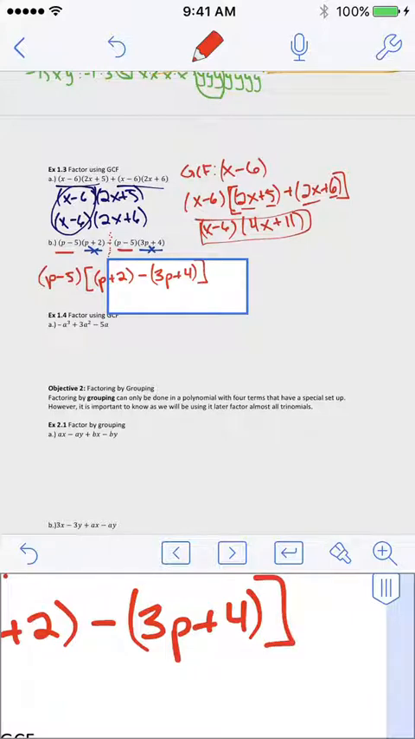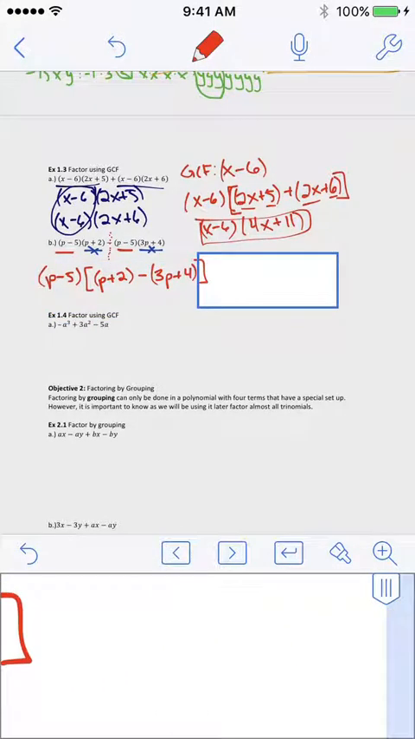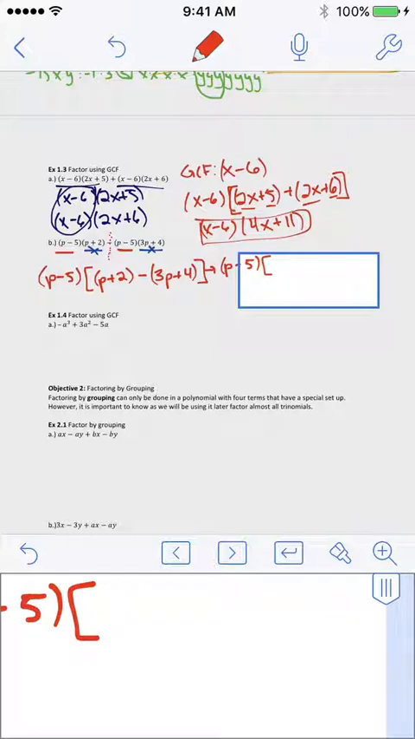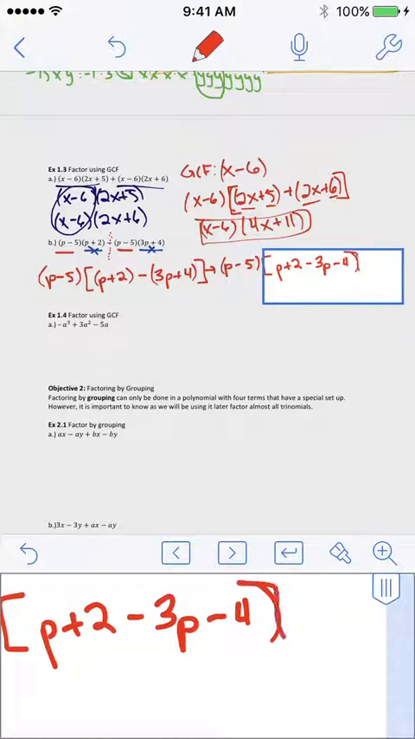Notice now I'm very tentative about keeping those parentheses, right? Because it's subtracting. In our last chapter, we talked about what happens when we subtract polynomials, right? We've got to distribute. So this becomes p minus 5 times p plus 2 minus 3p minus 4, right? And we distribute that out.